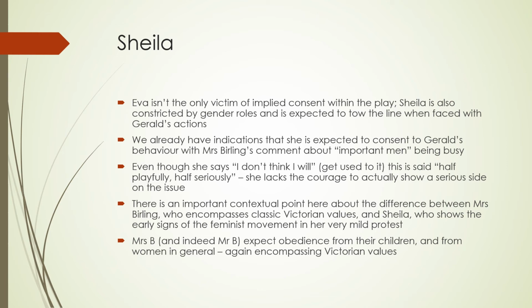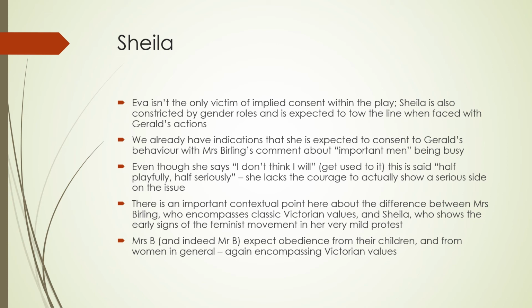Okay, important contextual points. Remember, in all your literature essays, you need to be putting in AO3 points, your context points. There is a difference here between Mrs. Birling, who, as we've mentioned before, encompasses these classic Victorian values, and Sheila, who shows the early signs of the feminist movement in her very mild protest. Mrs. Birling has these Victorian values, that the wife is obedient towards her husband, rooted within her. But Sheila, being of a different generation and growing up in Edwardian society, shows early signs of social change, this feminist movement, by half seriously protesting against what Gerald is doing.